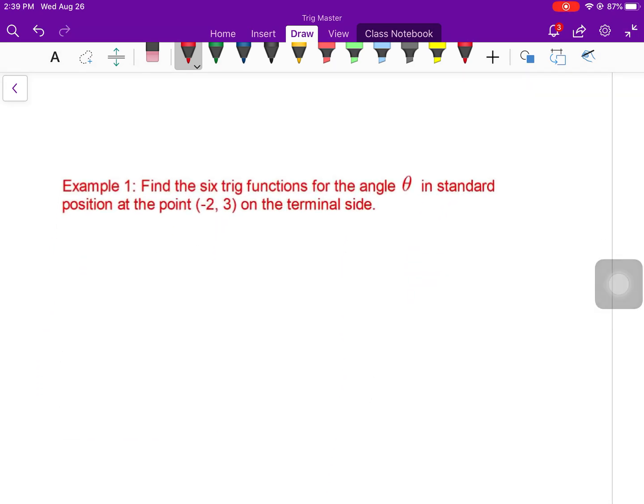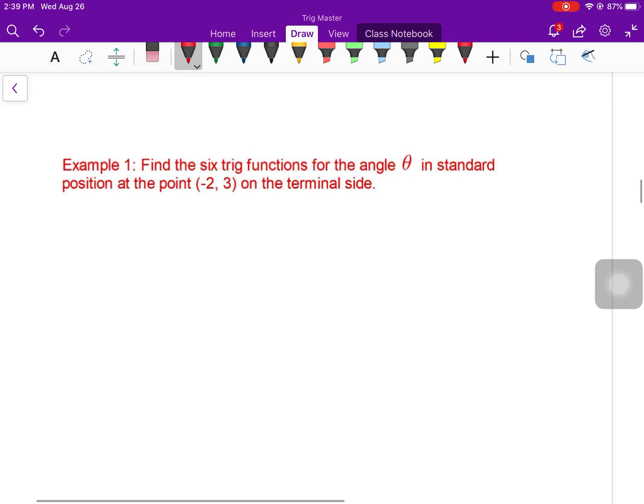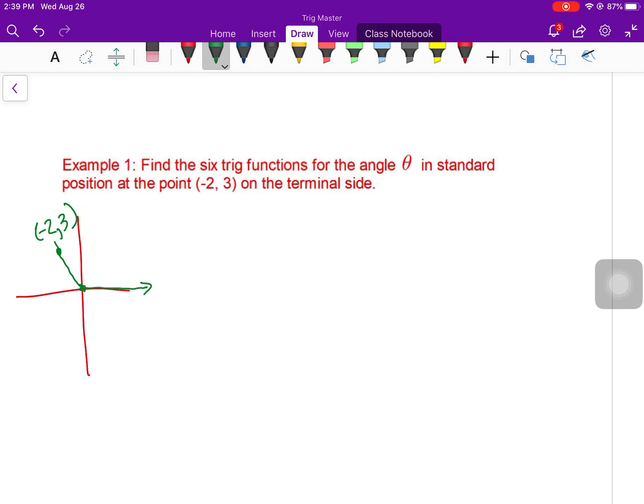So we're going to start off by finding the 6 trig functions for an angle theta in standard position at the point -2, 3 on the terminal side. So what we're going to do is start by sketching a picture. Okay, I know that -2, 3 is going to be over here somewhere. It's to the left and up. Our angle starts like this normally, right? That's how we have our angles. So technically what's happening is we're looking at theta going this way. So we're spinning it in a circle theta degrees.